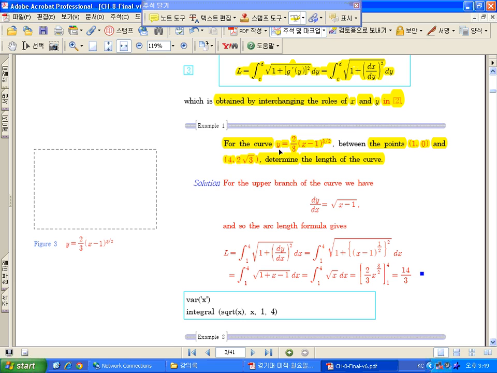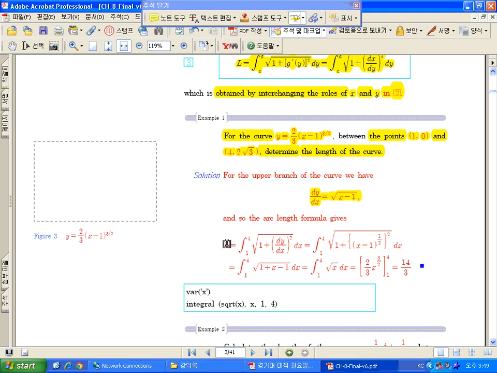Okay, from this function, we can find f prime of x, which is dy/dx, as square root of x minus 1, because the 2/3 can be canceled with the 3/2, and subtracting 1 from the exponent gives us 1/2. We use the formula for the arc length, from a to b, so 1 to 4, square root of 1 plus f prime squared times dx.